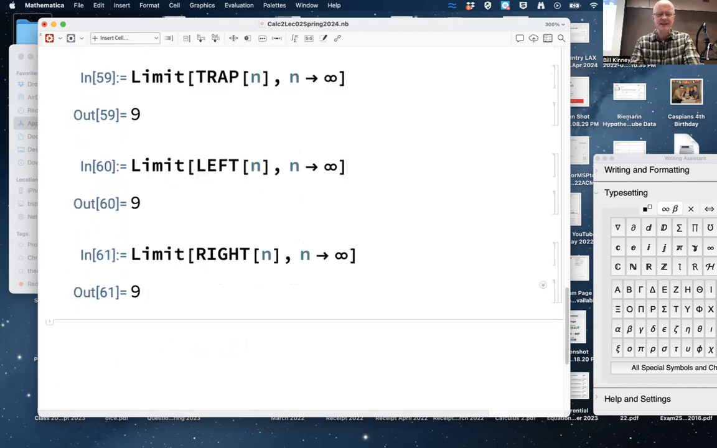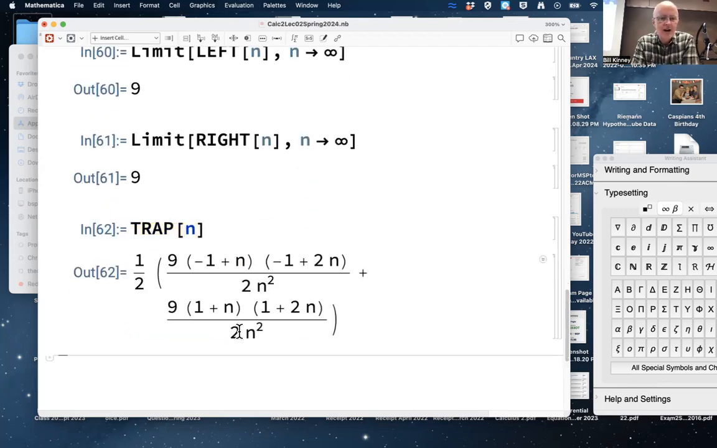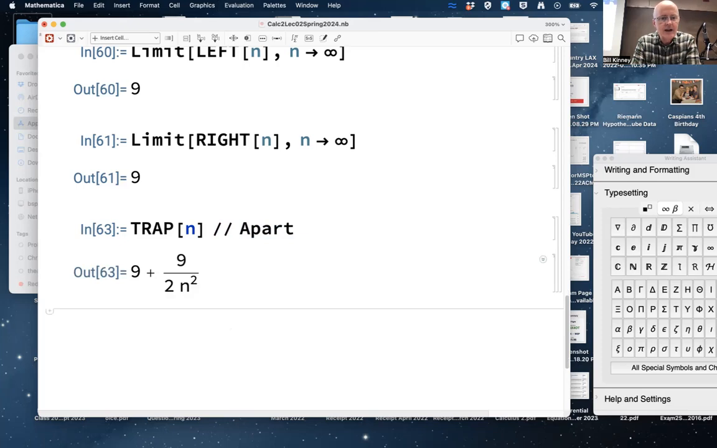Wait, what are these things? How is Mathematica just approximating the integrals there? What are these things? Oh, there's the trapezoid. It's got a formula which can be simplified to something pretty simple, huh? And yeah, that's an expression as a function of n that definitely goes to 9 as n goes to infinity. Wow.